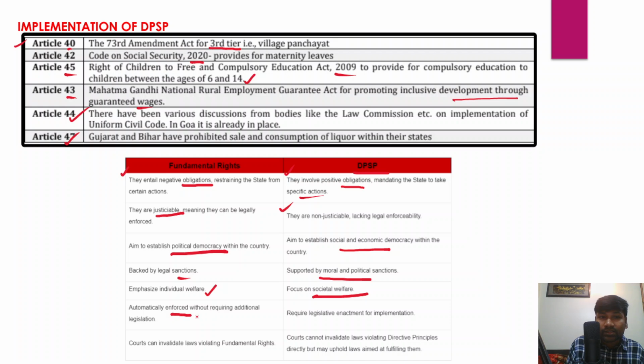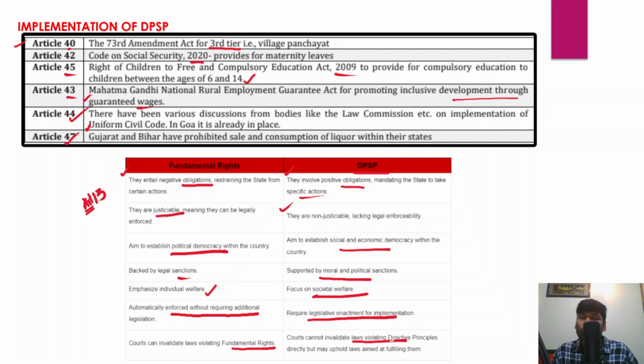And fundamental rights are automatically enforced without requiring additional legislation, and directive principles actually require legislation for the implementation of various provisions. In fact, courts can invalidate laws for violating the fundamental rights, and this is what Article 13 talks about, right? So Article 13 talks about this particular provision. However, courts cannot invalidate laws which violate the directive principles of state policy, right?